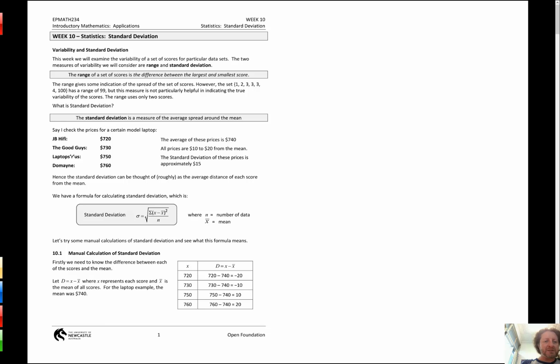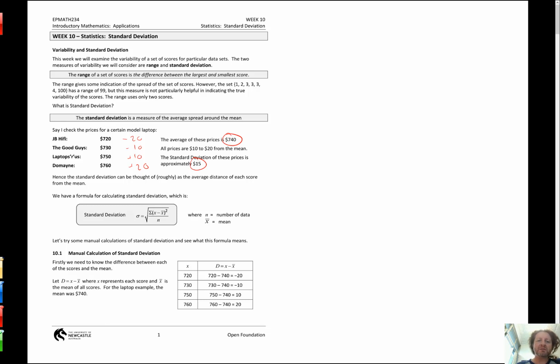Now the average of these numbers, 720, 730, 750, 760: add them all up, divide by 4. The average is 740. And all prices are $10 to $20 from the mean. If the mean is 740, that was 20 under the mean, that was 10 under, that was 10 over, that was 20 over. So it was really normal to be $10 to $20 away from the mean, and the standard deviation is approximately 15. That's just a very rough interpretation, but that's what it is. Standard deviation is approximately $15.